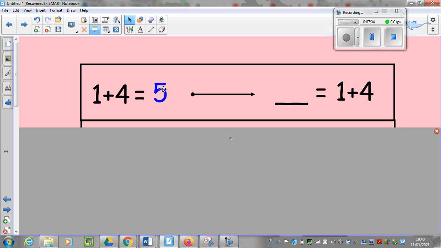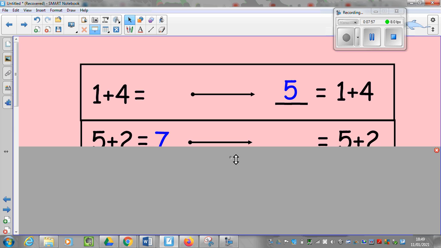Now we are going to move this number because we know that if something has this symbol in, it means the same as. So 1 add 4 is the same as 5. So if 1 add 4 is the same as 5, that must mean that 5 is the same as 1 add 4.